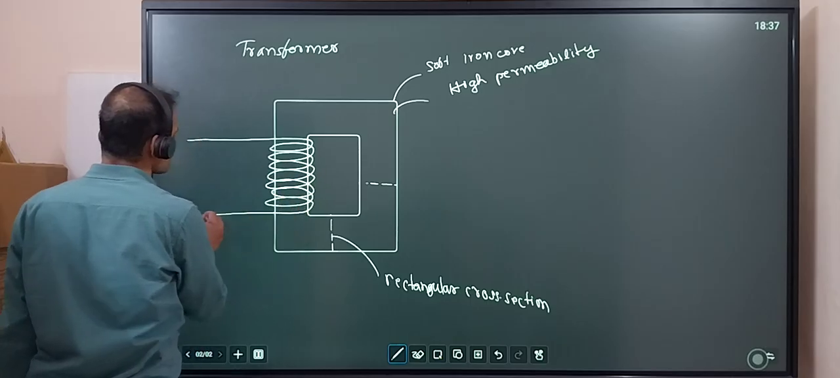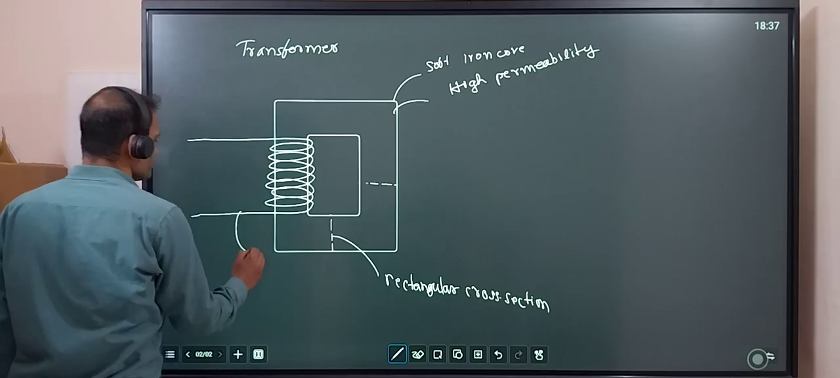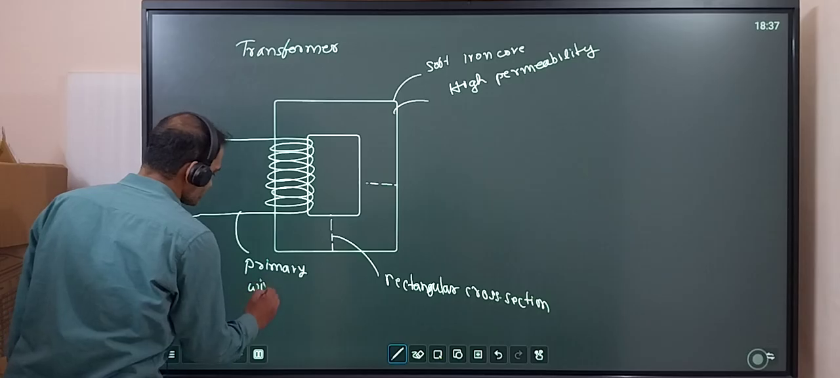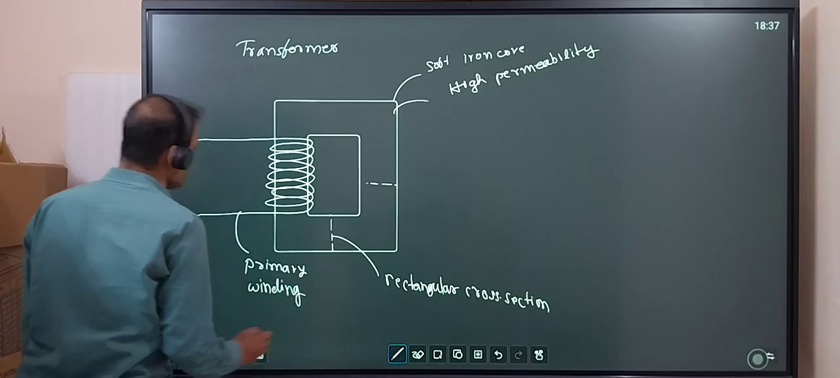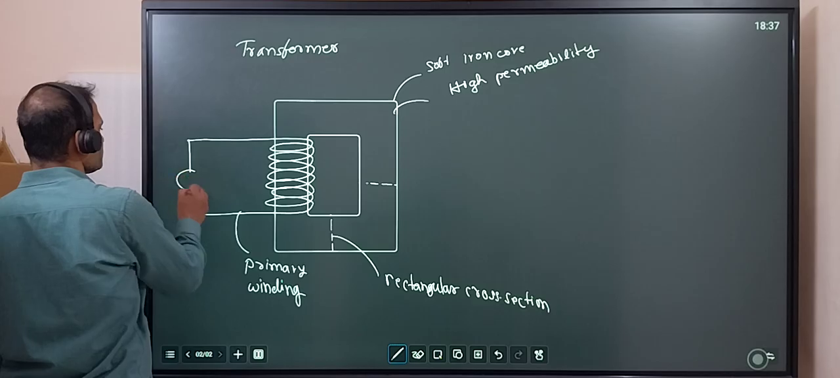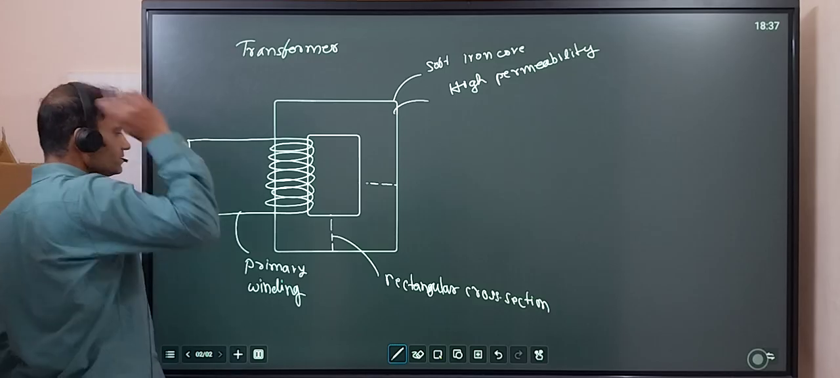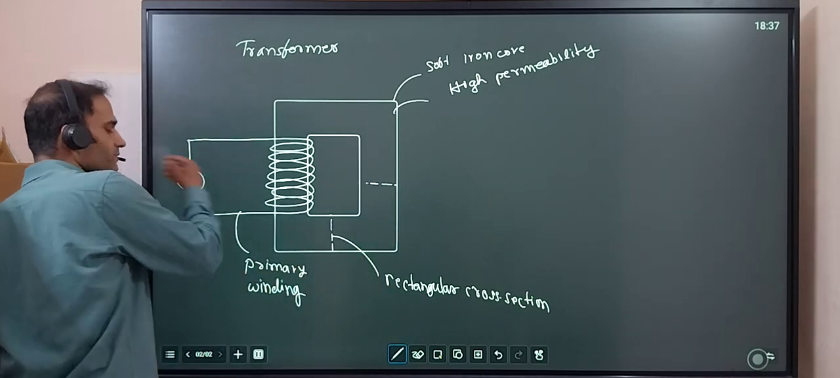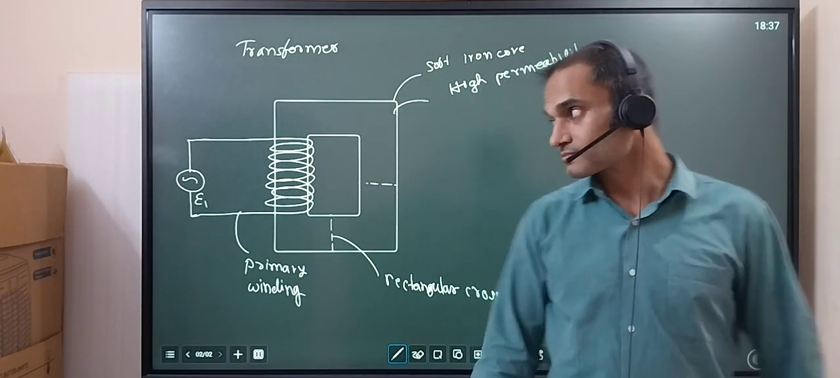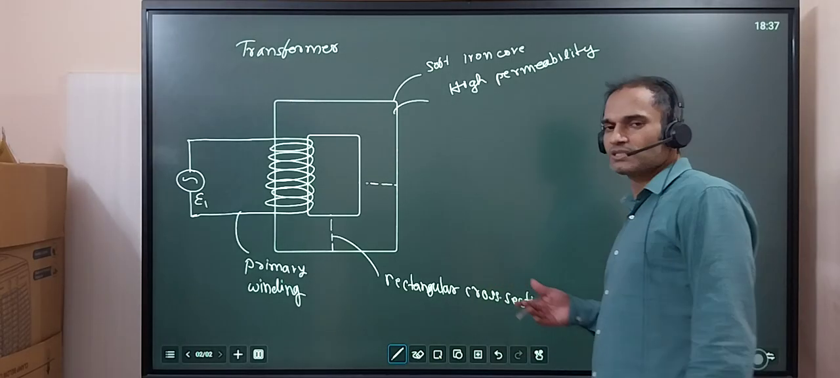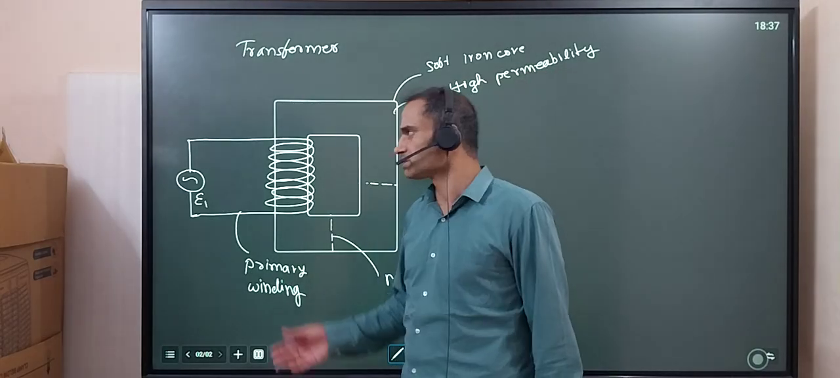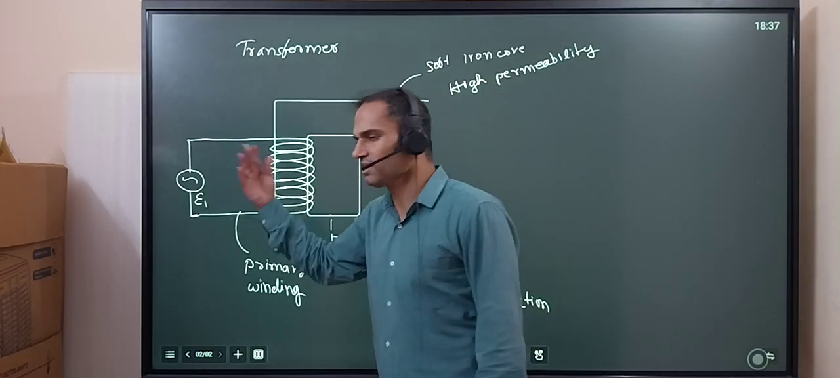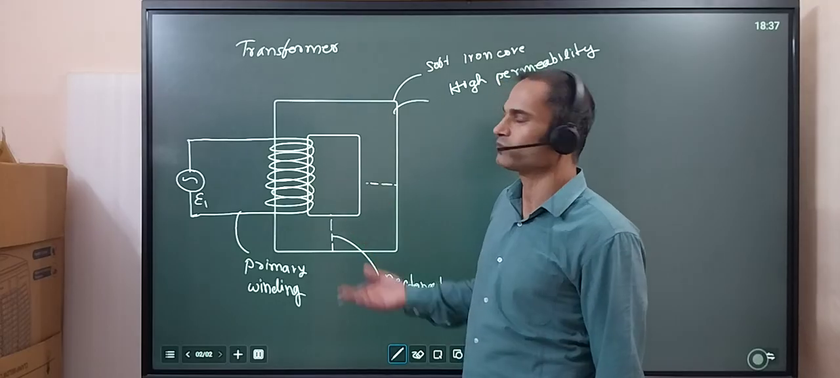We call this primary winding. And there is a source of EMF. This source is sinusoidal, this is an AC source, and this value is E1. E1 is sinusoidal. And because of this, what will happen? I am assuming this circuit has no resistance.